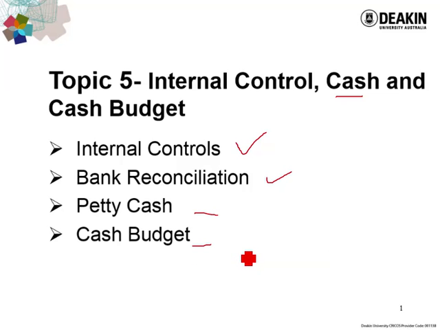Cash budgeting is part of cash management to ensure that the company has enough cash to operate and the company has the ability to meet short-term obligations. If the company is expected to have a deficit cash budget, it should obtain short-term loans. On the other hand, if the company is expected to have a surplus cash budget, it can invest to generate more income.